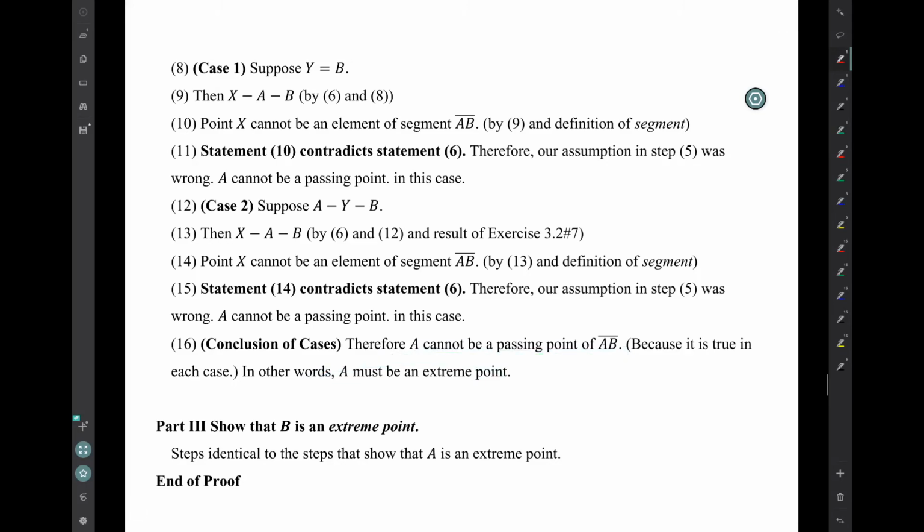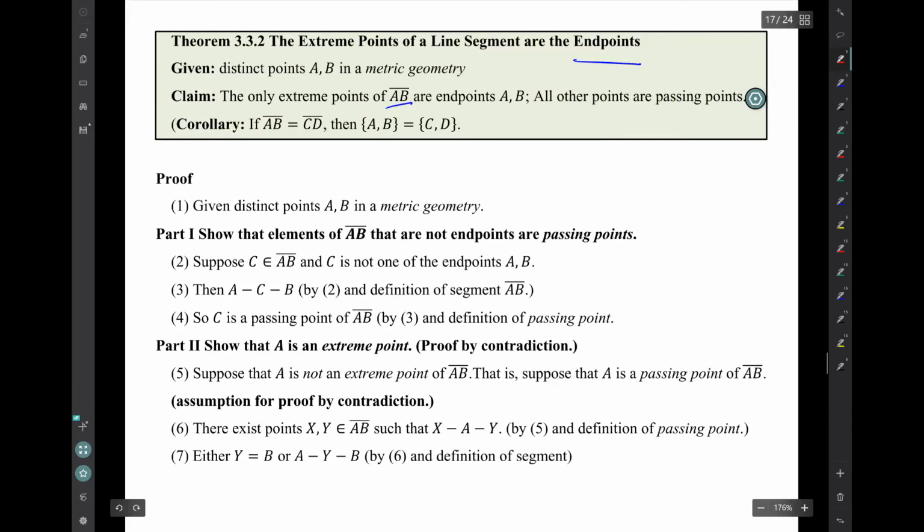Let's look a little bit more carefully. Why do we end up with cases? Well, we're going to assume that A is a passing point, but that means that there exist points x and y in the segment such that A is between x and y. Well, there are two possibilities. Let's just consider point y of that pair. Either y is equal to B, or y is between A and B.